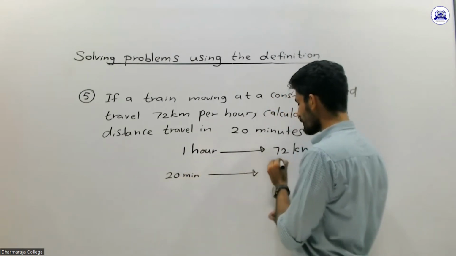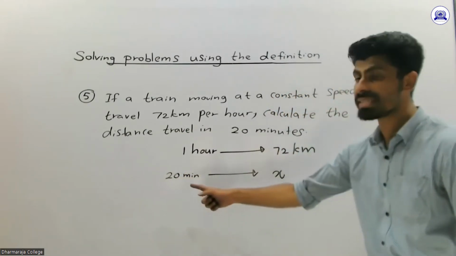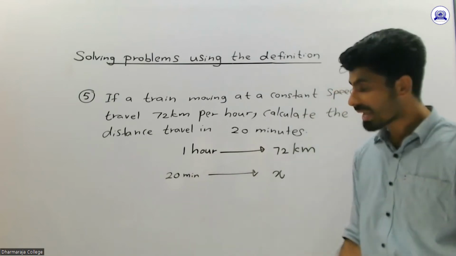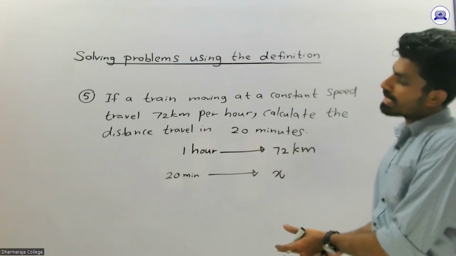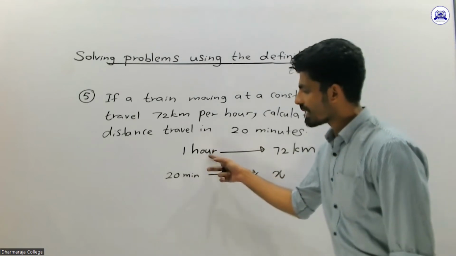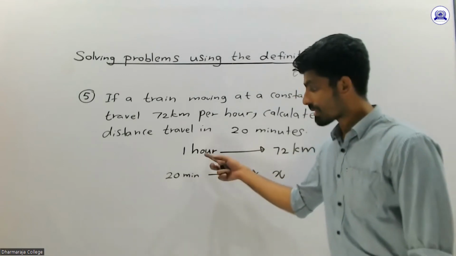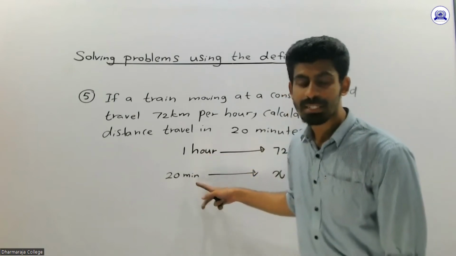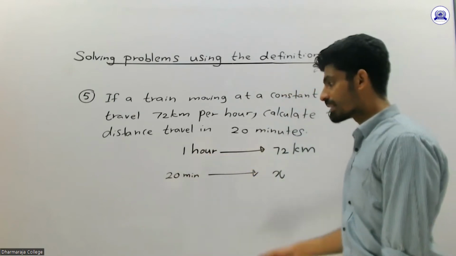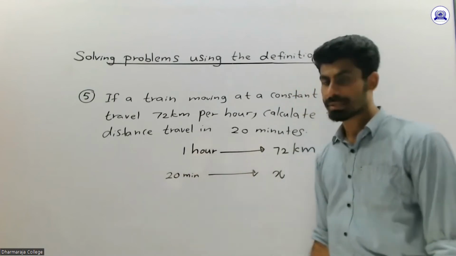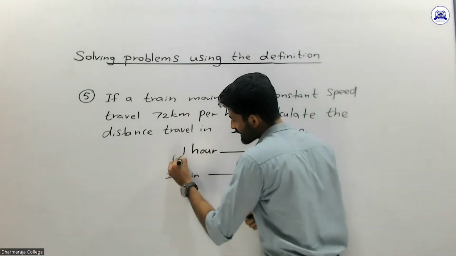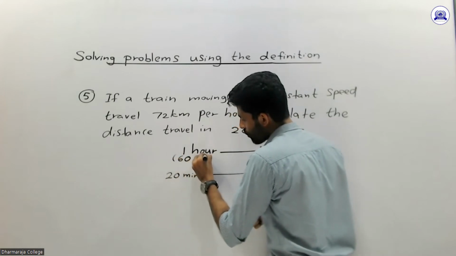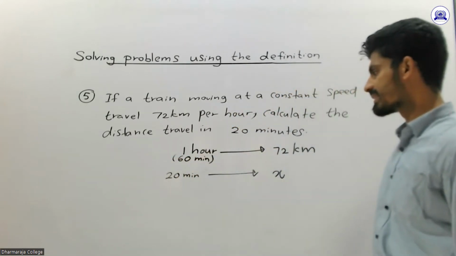For 20 minutes, you don't know the value x. But we have a question: the unit should be the same. This one is hours, this one is minutes, so we can't do that. That means we need to convert hours to minutes. 1 hour means 60 minutes.